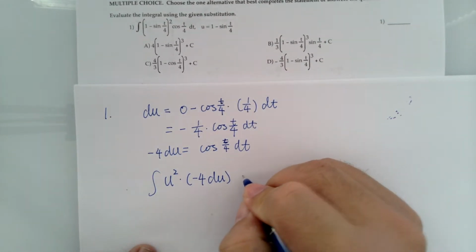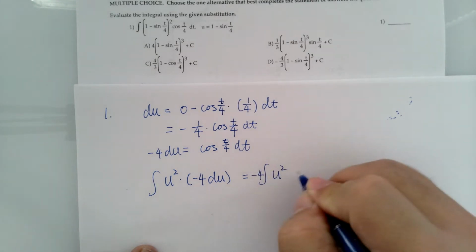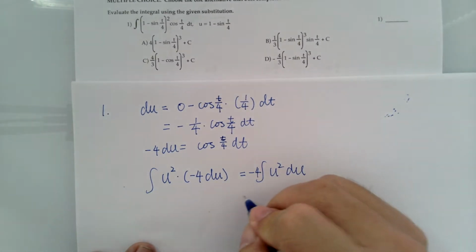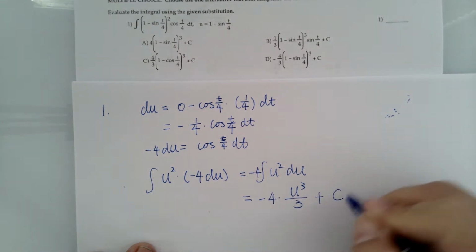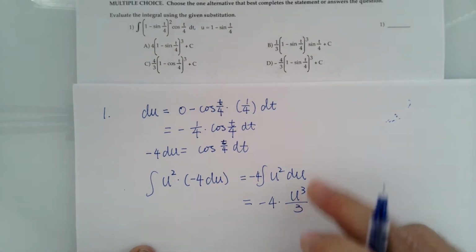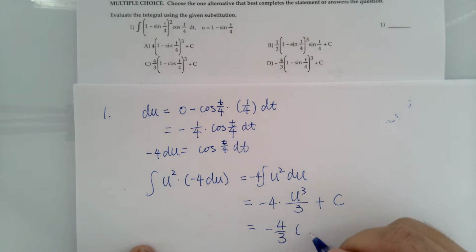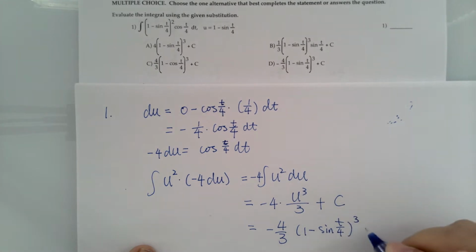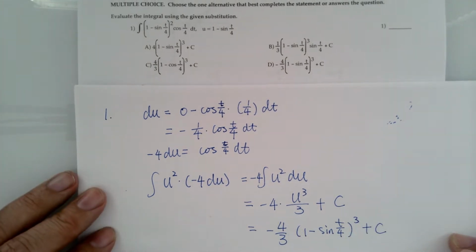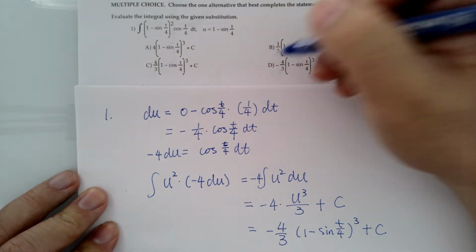Actually, it's the integral of negative 4 u squared du. So we can derive negative 4 times u cubed over 3 plus a constant c. Then substitute our u back with 1 minus sine of t over 4. So we're going to have negative 4 over 3 times 1 minus sine of t over 4, cubed, plus constant c, right? So as you can see, the answer for this problem should be D.